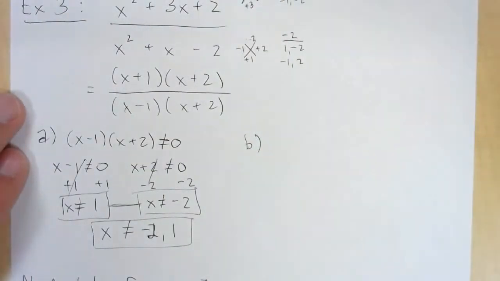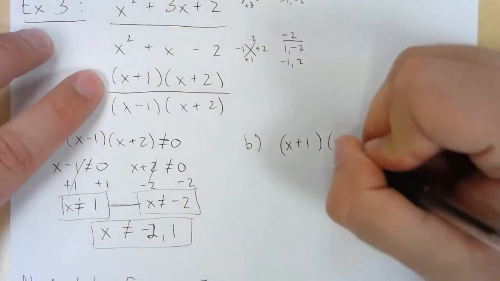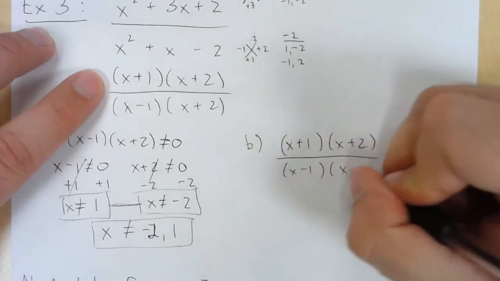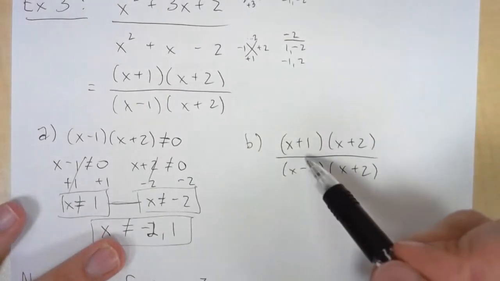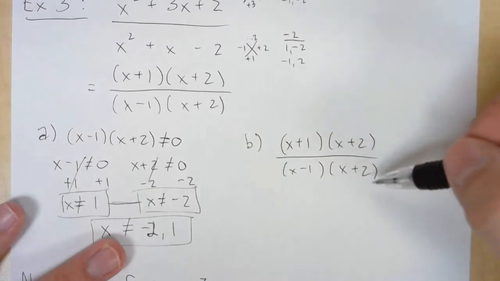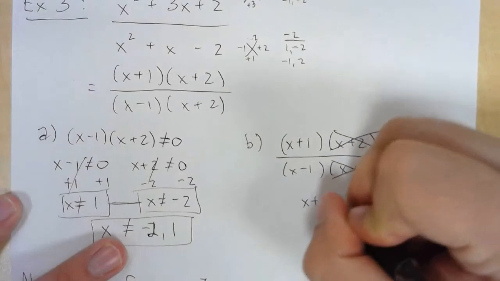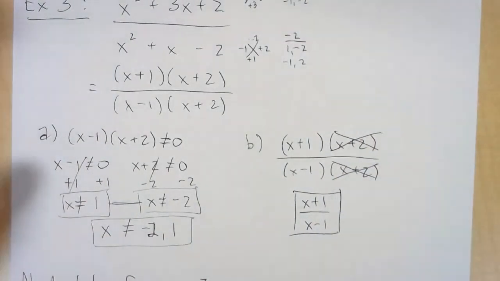Alright, part B. We need to simplify to its lowest terms. So we factored this up here, so (x + 1)(x + 2), all divided by (x - 1)(x + 2). So again, we're looking for what we can cancel. What's the exact same on the top and the bottom, inside the parentheses? I know this x plus 1 and x minus 1 are not the exact same. One's a plus, one's a minus. The other one is x plus 2 and x plus 2. So I'm going to cancel both of those, leaving me with just (x + 1)/(x - 1), which is the most simplified form of this.